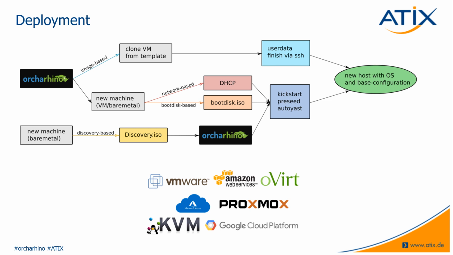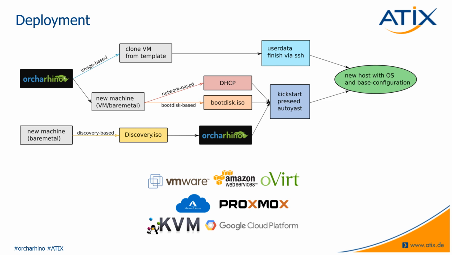In case you do not have a DHCP, there's the approach of so-called boot disk-based deployment. In this case, a so-called boot disk ISO will be created. It will be uploaded to VMware, for example, and attached to your server. The server then boots from the boot disk, gets its configuration from there, and will start installing from the provisioning template as it did before in the case of network-based deployment.